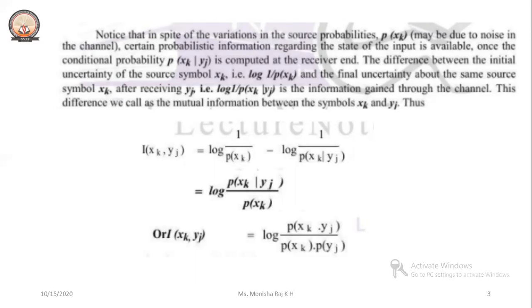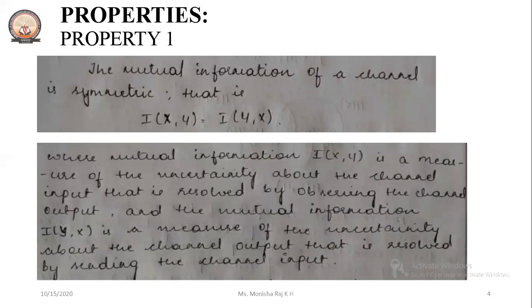Next, we'll be moving on to the properties of mutual information. The first property is that the mutual information of a channel is symmetric. That is, I(X,Y) = I(Y,X), where mutual information I(X,Y) is a measure of uncertainty about the channel input that is resolved by observing the channel output, and the mutual information I(Y,X) is a measure of the uncertainty about the channel output that is resolved by sending the channel input.